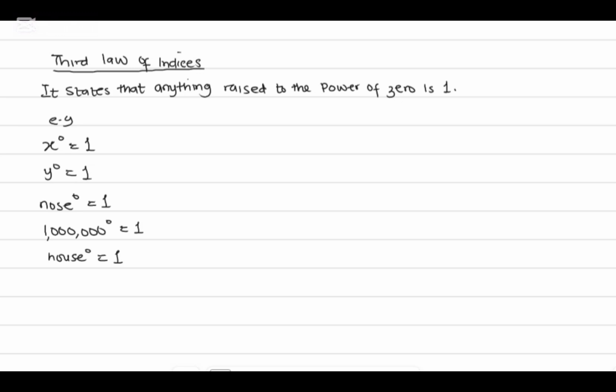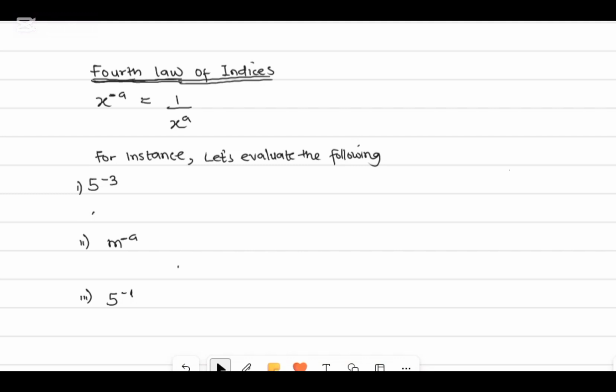So let's look at lastly the fourth law. The fourth law of indices says s raised to power minus a can be written as 1 over s raised to power a. It means that if something is raised to a negative power, the minus sign can be removed by writing it as 1 over, with the index made positive. So take note of that.